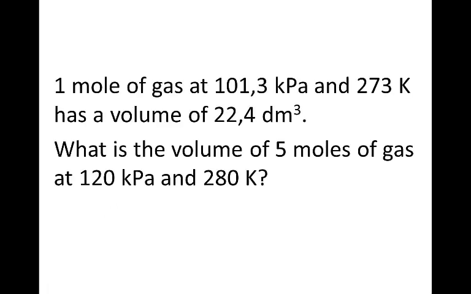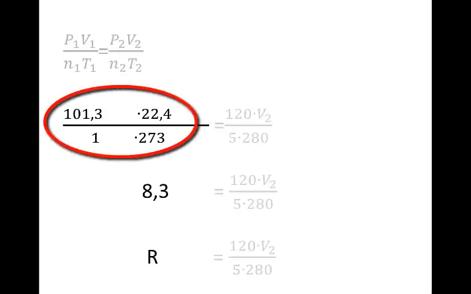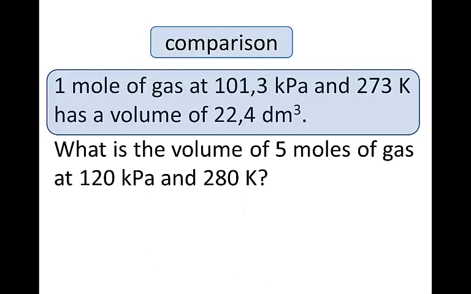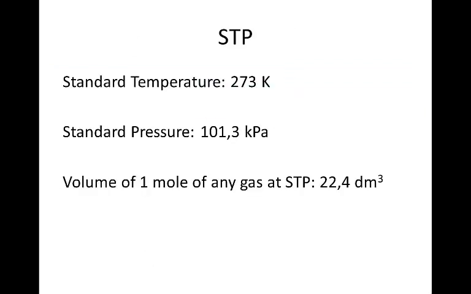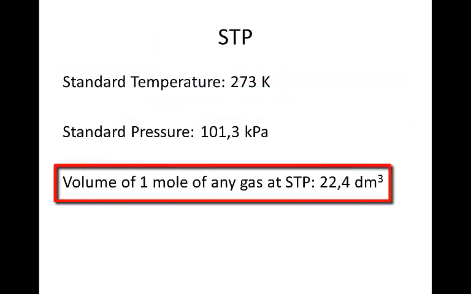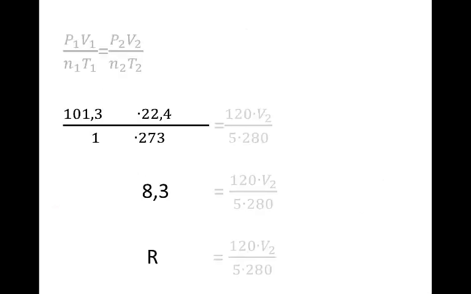Previously, we solved this question. We substituted values in like this. Our comparison state was called state 1. Its pressure and temperature were STP. It was 1 mole, and we know that at 1 mole, a gas at STP occupies 22,4 decimeters cubed. Then we calculated from that comparison state has a value of 8,3, which is called the universal gas constant R.